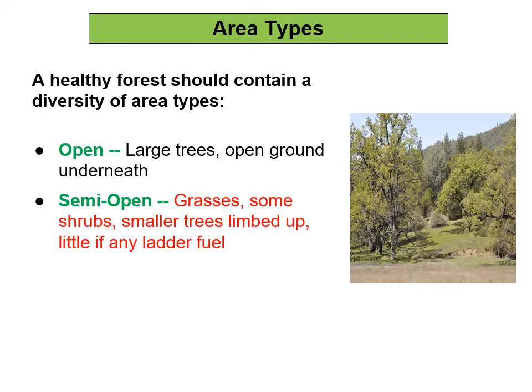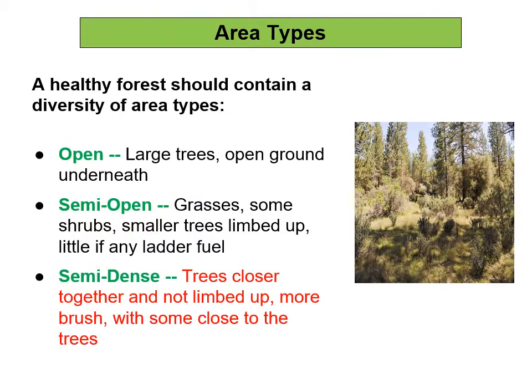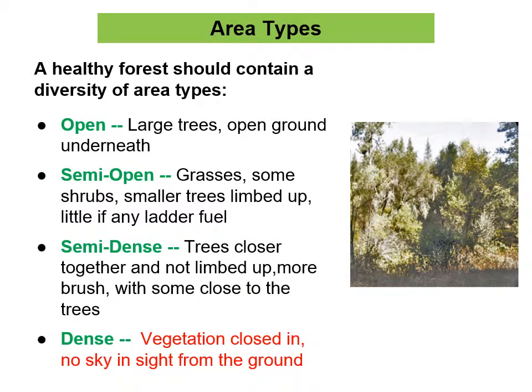The trees are mostly limbed up, and there are some grasses and shrubs, and not much ladder fuel. The third type, semi-dense, has trees closer together, not always limbed up, some grasses, and a substantial amount of brush. It can be walked through, though, in most places. The fourth type, dense, is choked with trees and brush. There is no sunlight hitting the ground. It is difficult for humans to walk through a dense area.